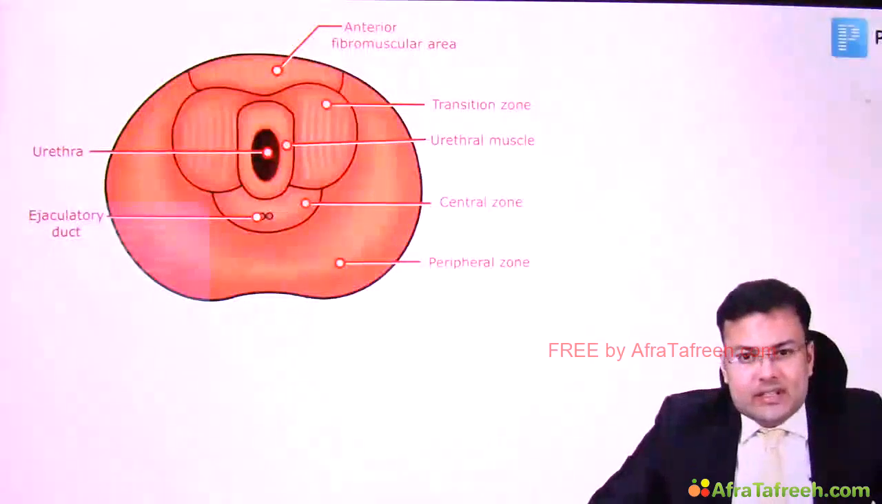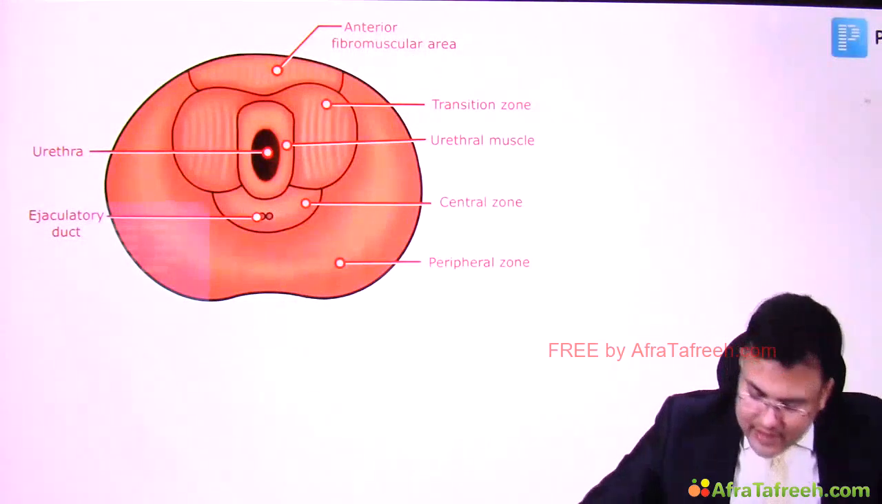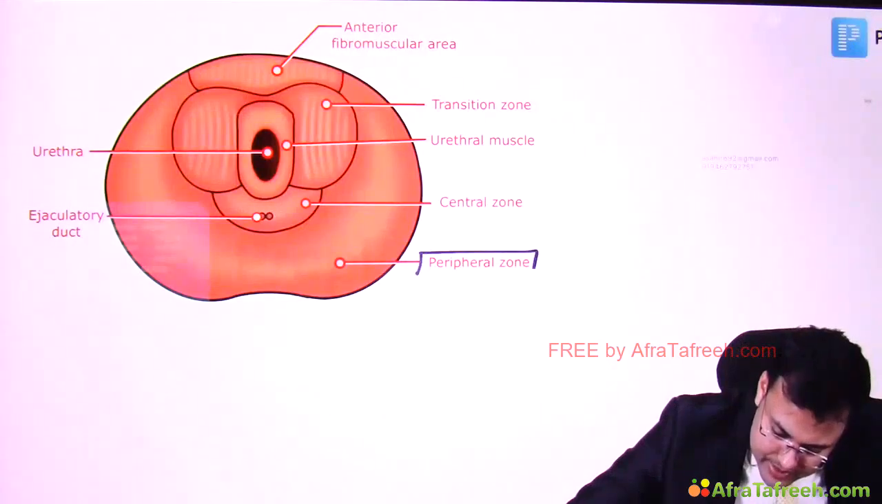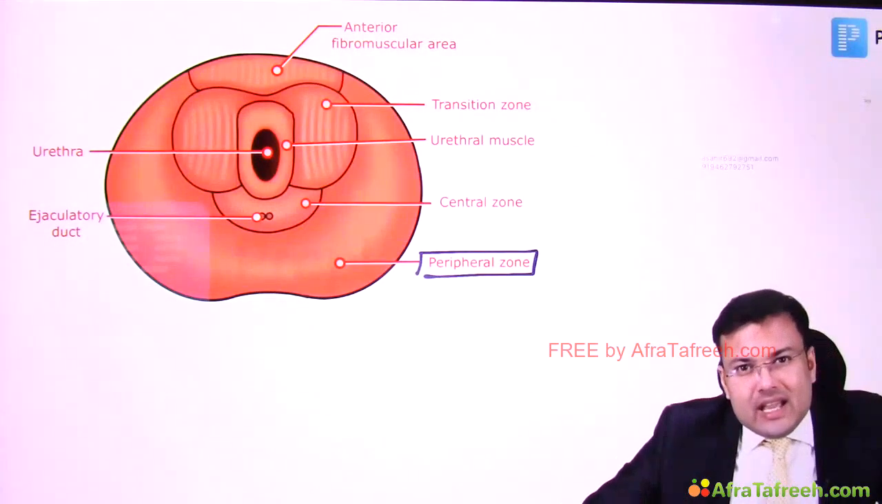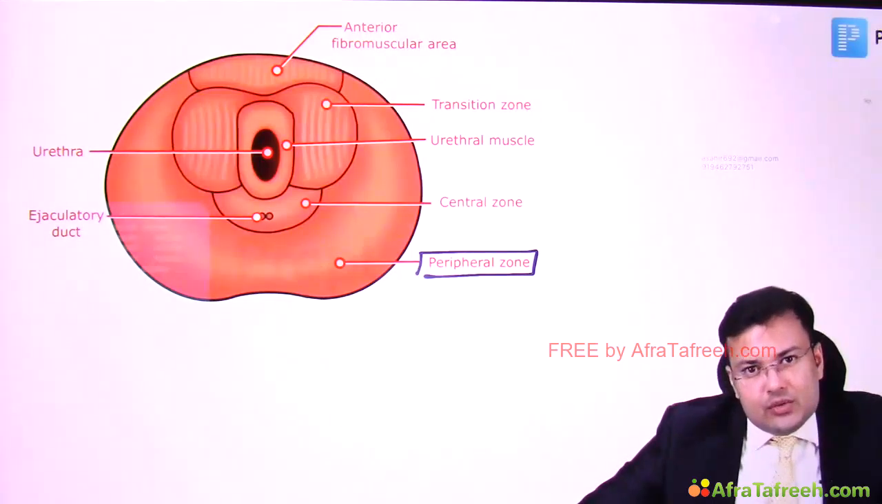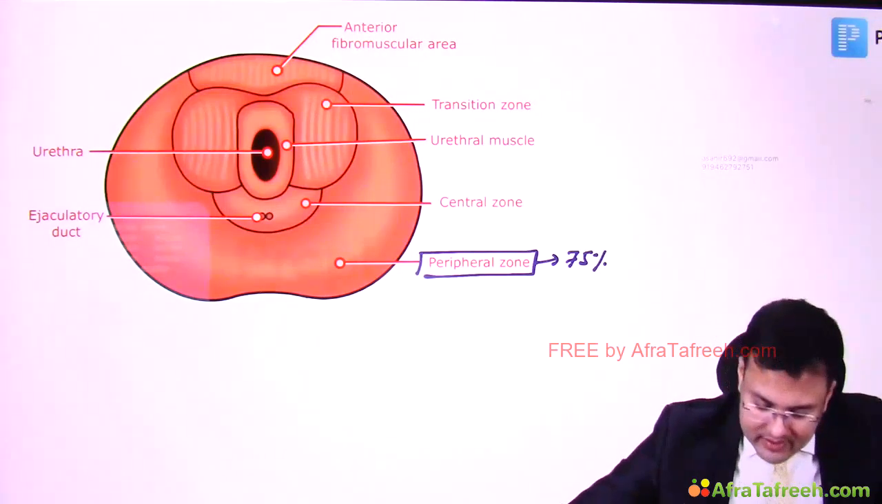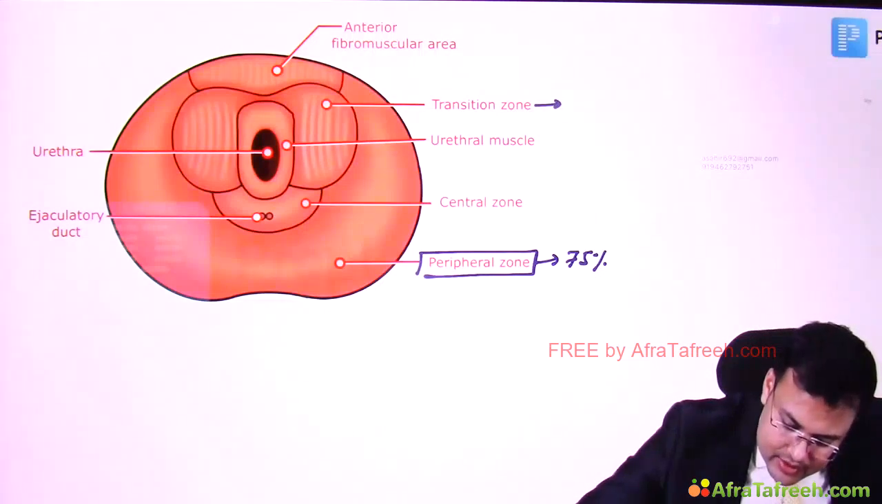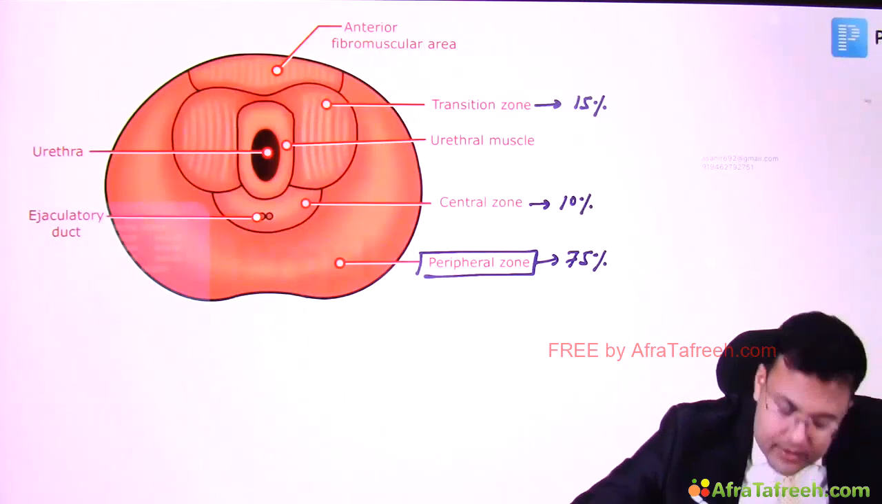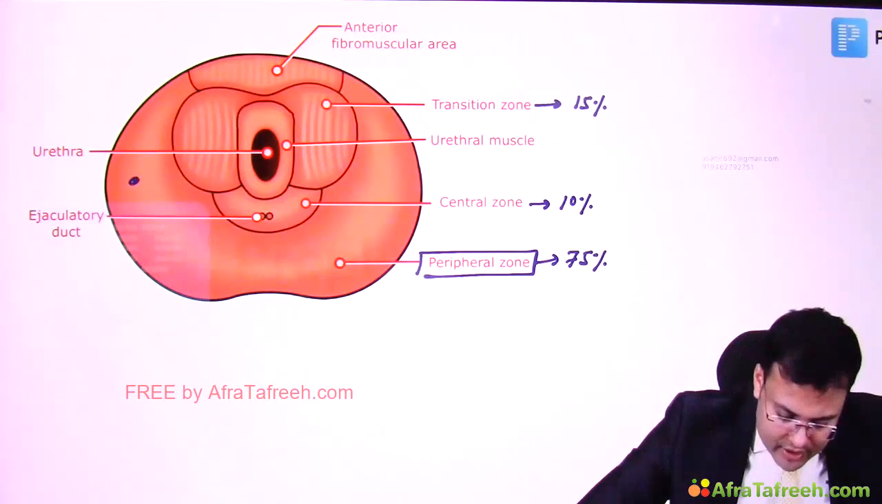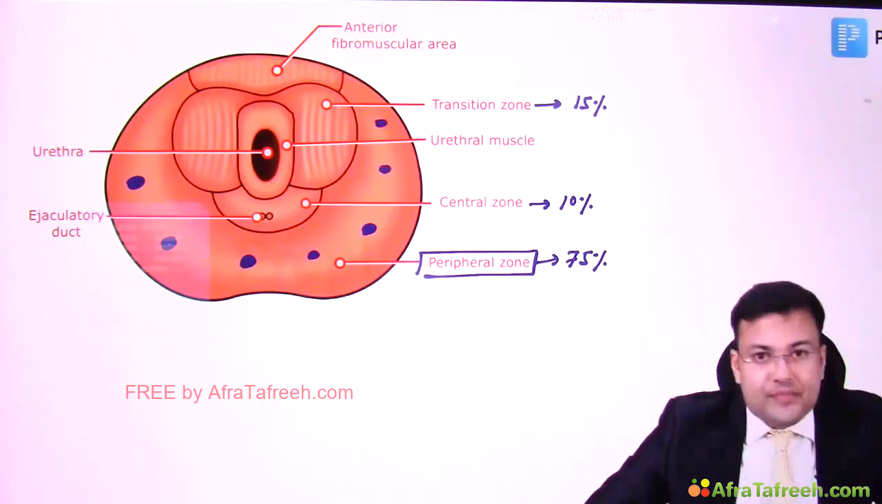We already discussed the most common site of carcinoma prostate. It is located in the peripheral zone, but it can be seen in the transition zone as well as the central zone. Most commonly the peripheral zone, and the incidence is 75%. In the transition zone 15%, and in the central zone 10%. That's why the majority of patients are asymptomatic. Why? Because it's located in the peripheral zone, right?